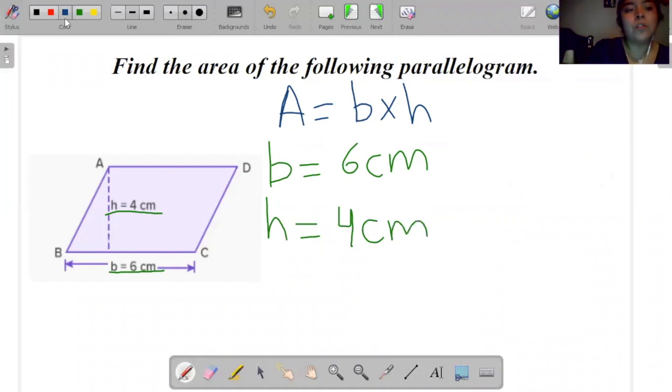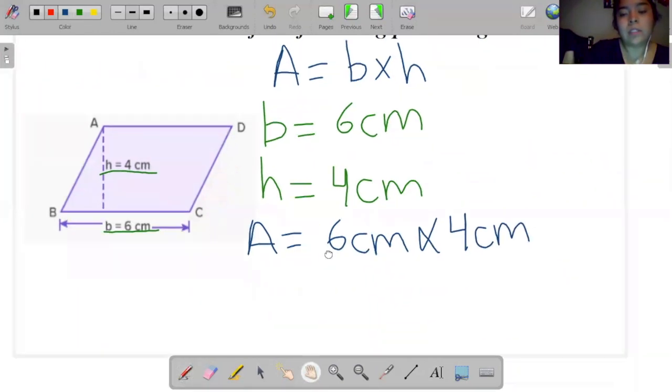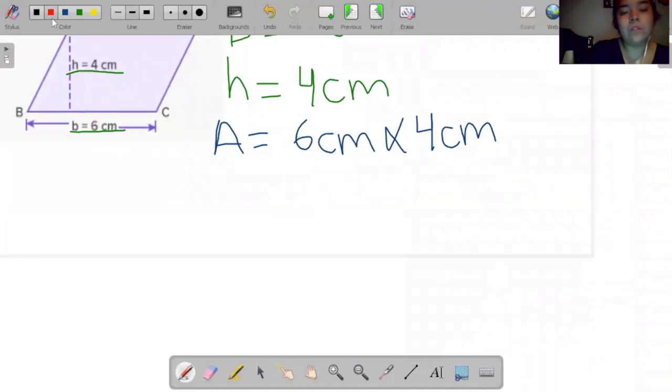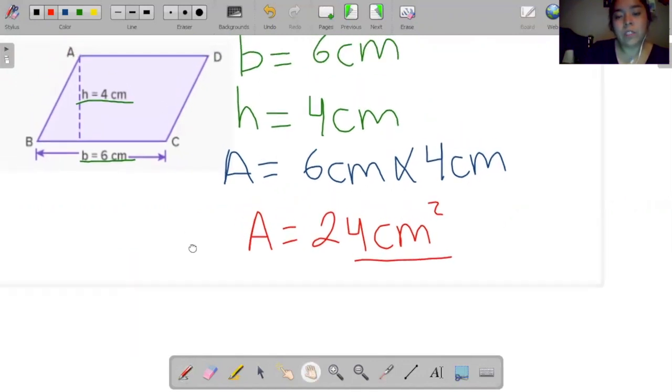So now let's substitute into our equation. So A is equal to 6 centimeters times 4 centimeters. So what's 6 times 4? So our area is equal to 24 centimeters square. So don't forget your units. So the area of this parallelogram is 24 centimeters square.